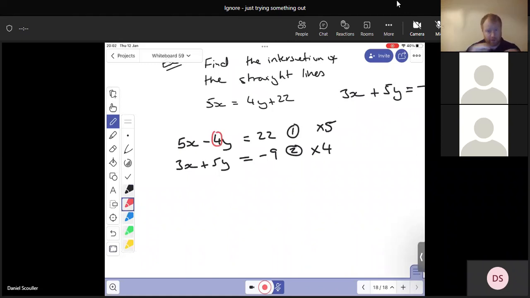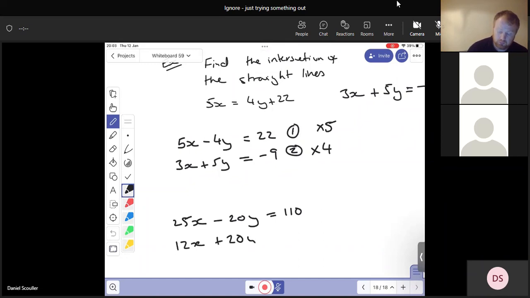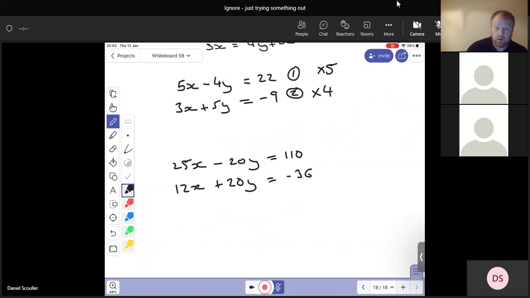So I'm multiplying everything in that first equation by 5, every single term. And I'm multiplying everything in that second equation by 4. Nine, 18, 36. To get my two equations, I've got the x terms on top of each other, the y terms, and the whole numbers. I'm going to add both of these together to eliminate.